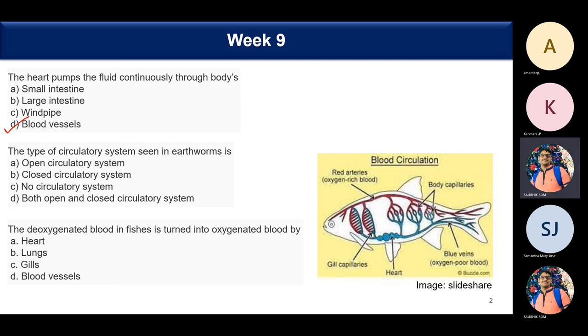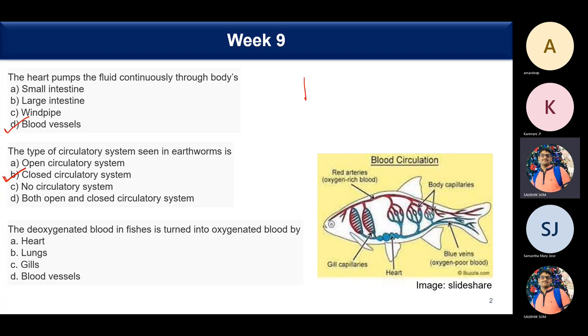Now, the type of circulatory system seen in earthworms is: open circulatory system, closed circulatory system, no circulatory system, or both open and closed? Earthworm, as you know, is the first phylum that shows the closed circulatory system. We learned this in class two or three in the first week. So the correct answer is the closed circulatory system.